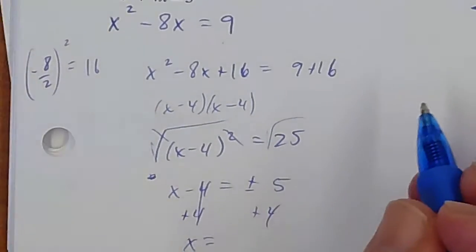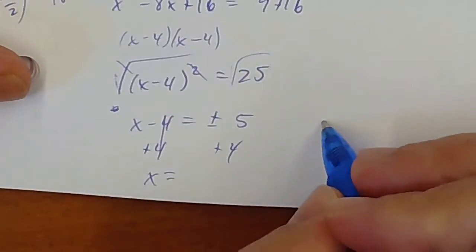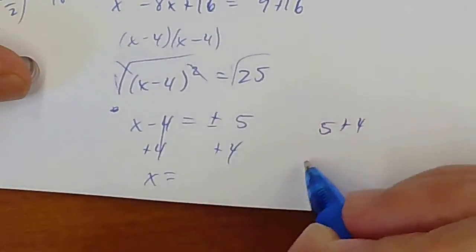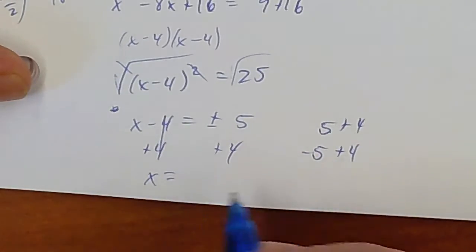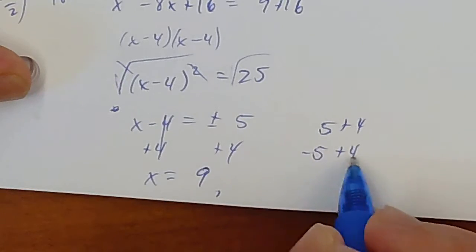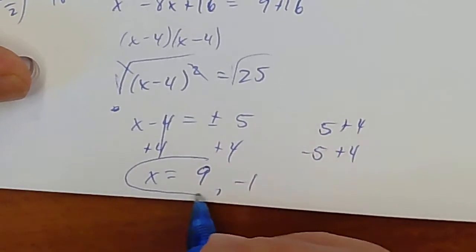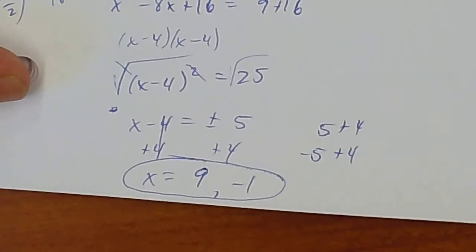Okay, here's how you figure that out. We just think, all right, well, 5 plus 4, and then you got to make the 5 negative, and negative 5 plus 4. We consider both of those situations to get 9, and this one gives me negative 1. Okay? 9 and negative 1.